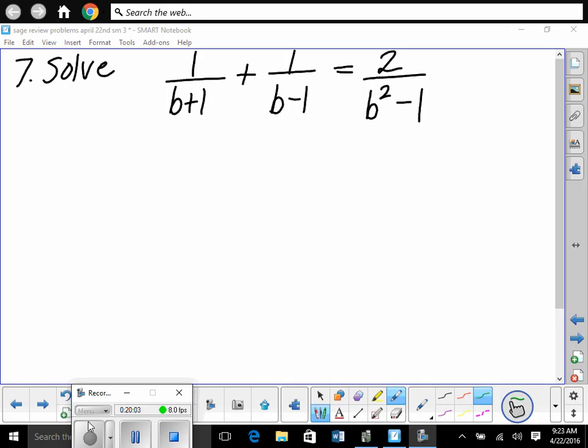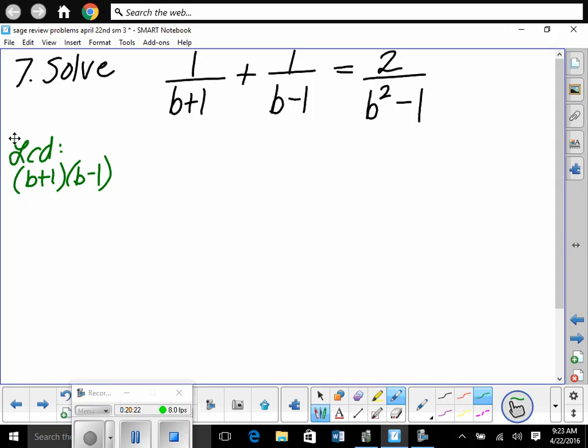So, first of all, our least common denominator. We have a b plus 1. We have a b minus 1, right? Now to note this, we need it in factor form. Do you all understand that? We would not say b squared minus 1. Let's factor that, and then we can look at the factors.